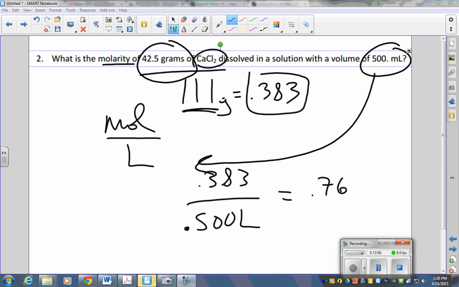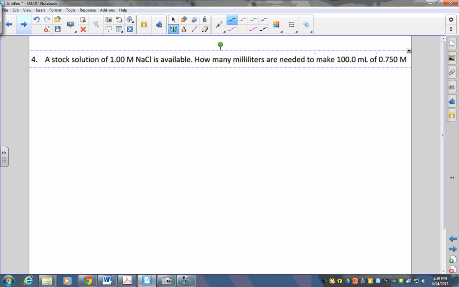Next one, a stock solution is available. How many milliliters are needed? So when they ask you how to make a solution, they're really asking you what V1 is. That's what they're asking you, how to make. So the first part of how to make a solution is you're going to solve for V1.